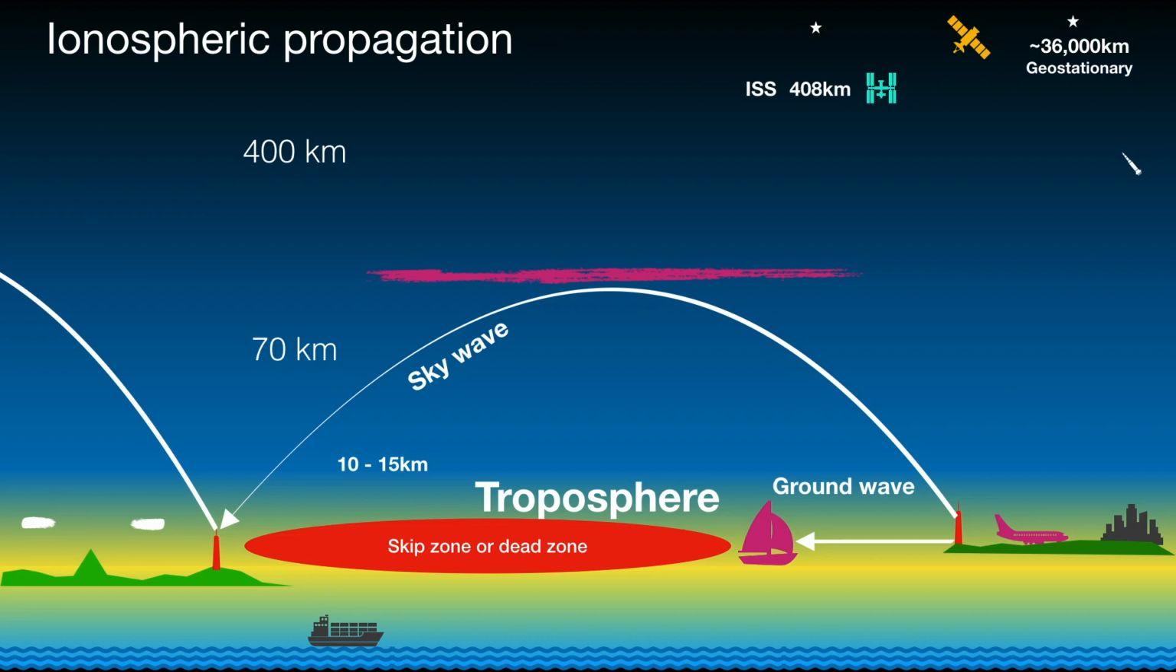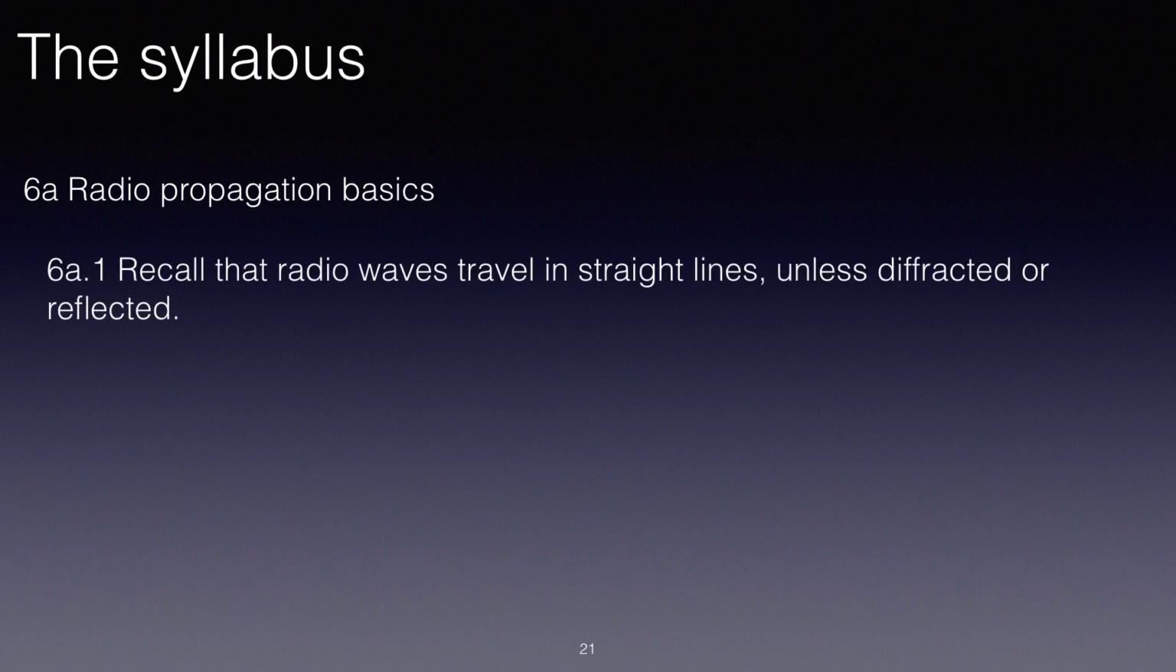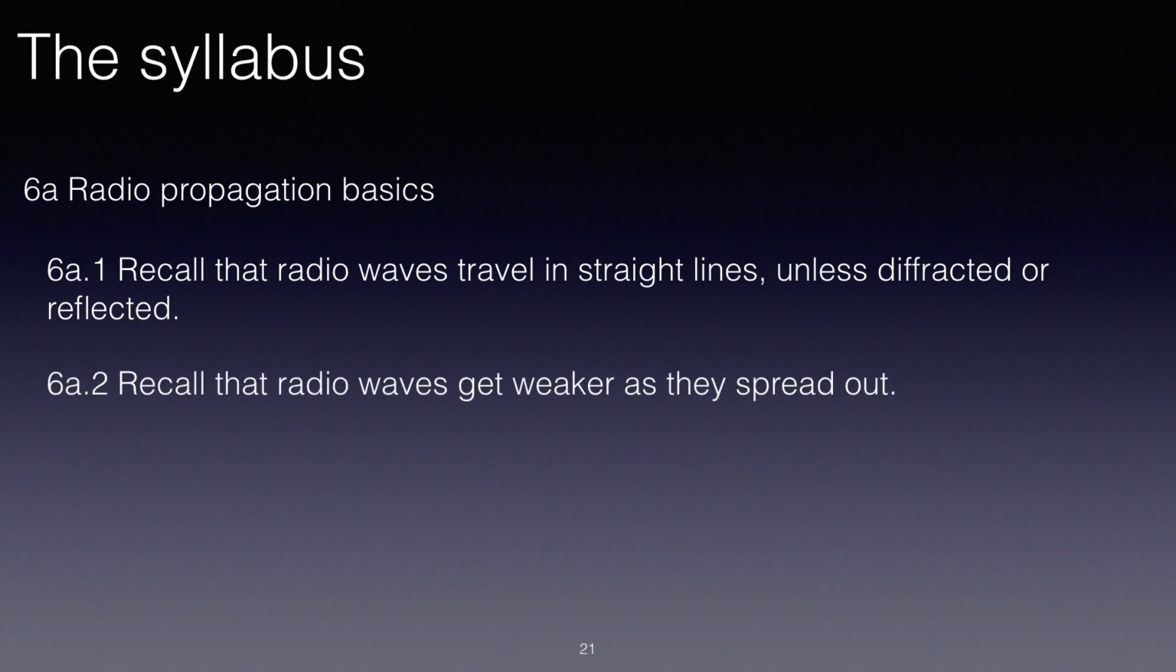So we've covered perhaps more than we need to in this propagation video. So let's go back to the syllabus now and just recall what we have learned and what we needed to learn. So the propagation basics. Recall that radio waves travel in straight lines unless diffracted or reflected. And we've covered that. We realize that those are the two main mechanisms, diffraction or reflection. That diffraction is dependent on frequency, and that's about it, I think, for those two.